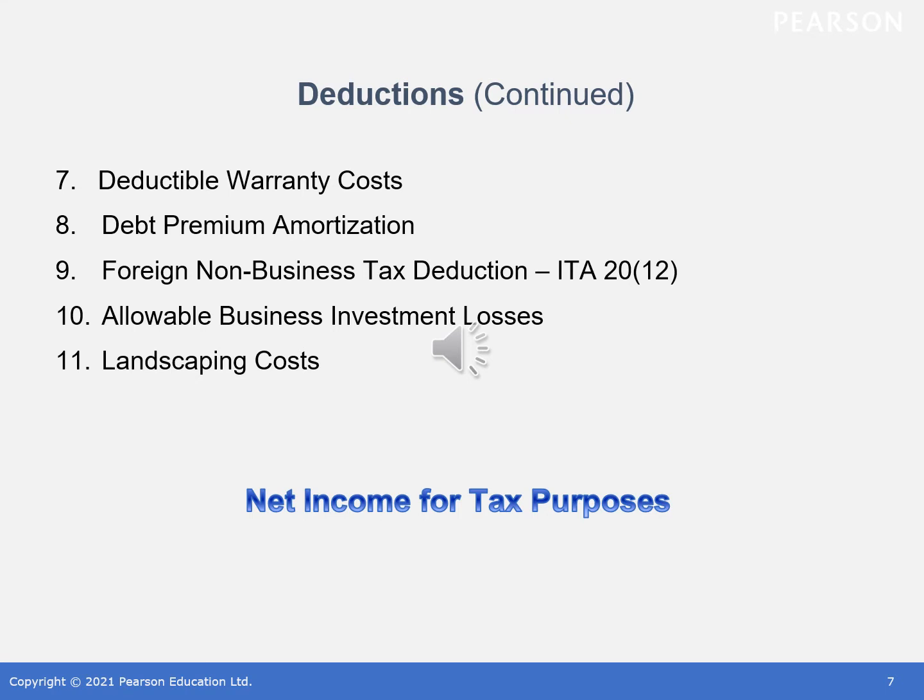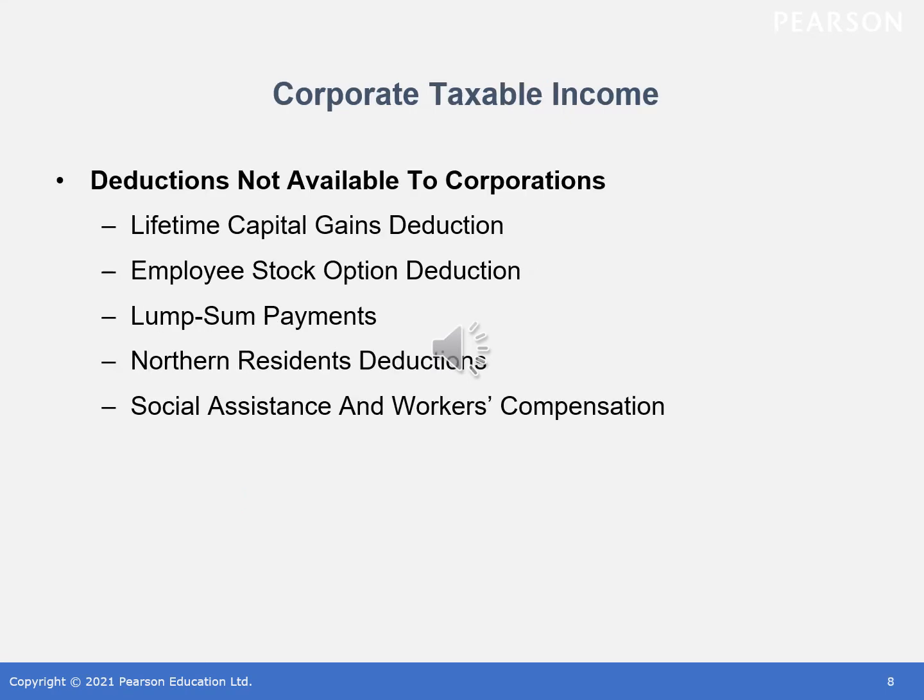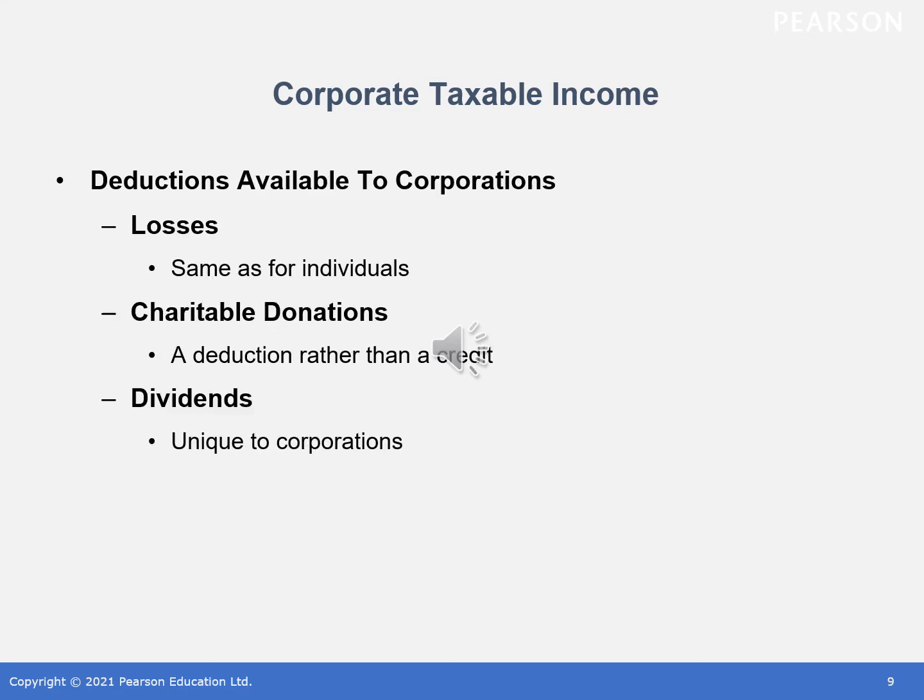There are some deductions not available to corporations for determining taxable income, and they include the lifetime capital gains deduction, the employee stock option deduction, any lump sum payments, being a northern resident, or social assistance and workmen's compensation deductions. Now, deductions that are available to corporations are losses, which are the same as individuals. Charitable donations are considered a deduction rather than a credit, and dividends, which are unique to corporations.